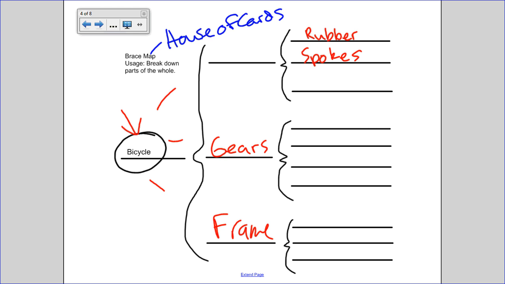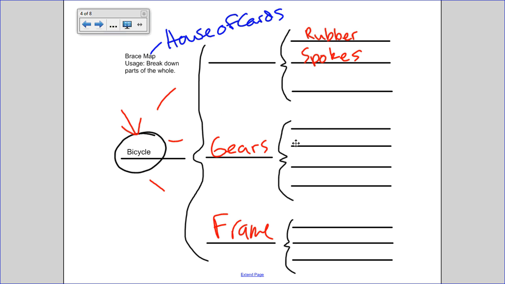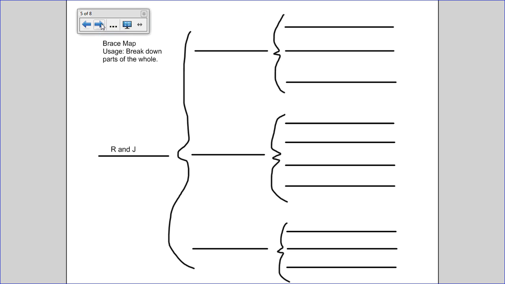I don't know if people do this anymore, but when I was young and growing up, we didn't have fancy Xboxes and things like that. You'd take a deck of cards and cut slits in them, and you would make a house. Well, the thing is, if you take one card out of there, the whole thing's going to crumble. The whole thing's going to come down on you. So that's going to be a problem. If you take one thing from our brace map out, the whole thing's going to crumble. It's no longer a brace map. All the items are necessary.